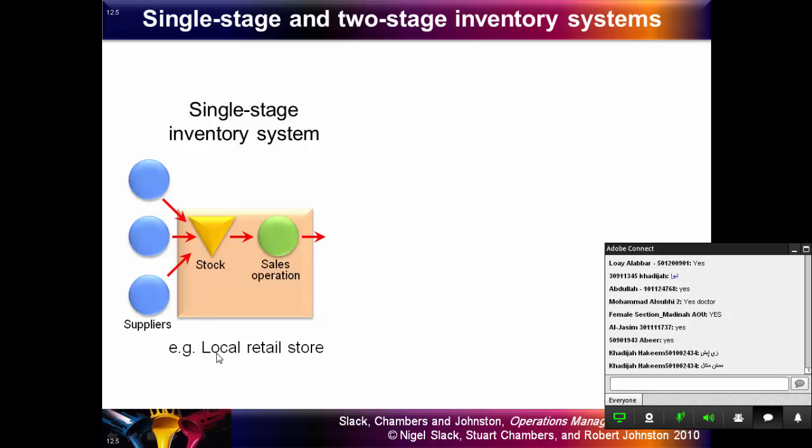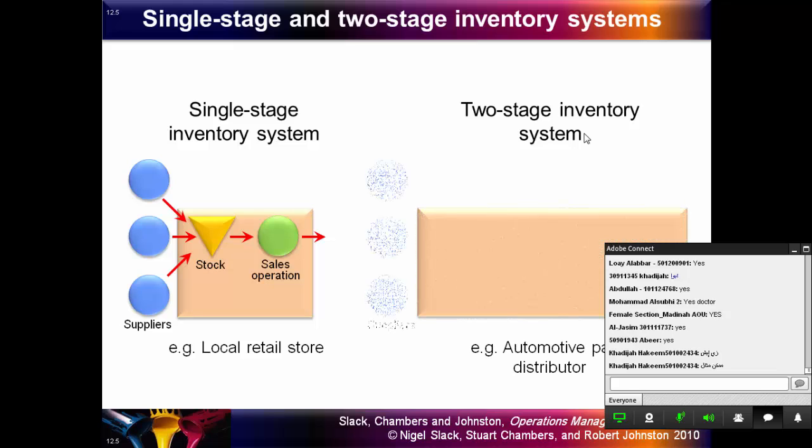An example here is a local retail store. Al-Atem, Banda, Carrefour, any one of them has retail operations. All the suppliers will bring the goods or products to them, and they stock them and then sell them directly. We also have the second stage or two-stage inventory system, which has only two stages.